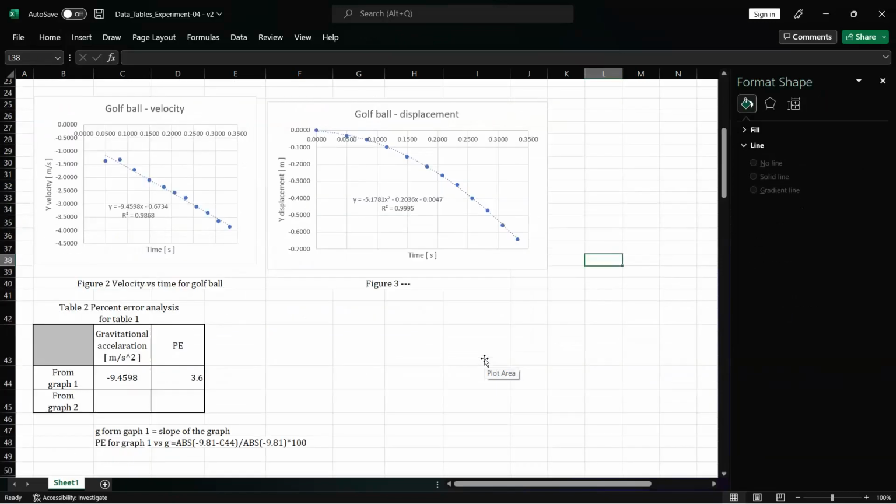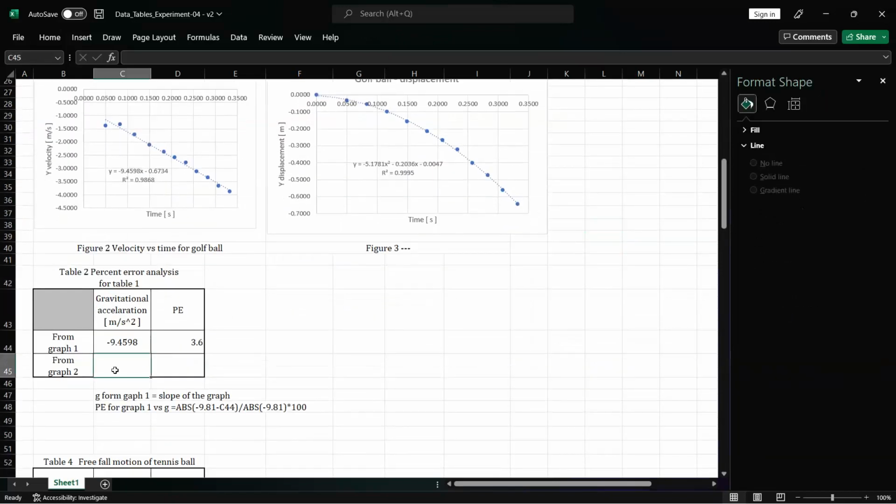Okay, and the number in front of y multiplied by 2 should be the gravity. Then this 2 multiplied by negative 5.1781. Close brackets. I'm getting like 10.3 there, a little bit higher than what we expected, but average wise it's fine.